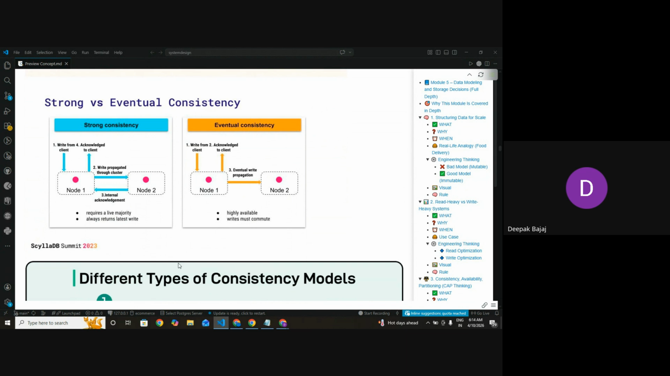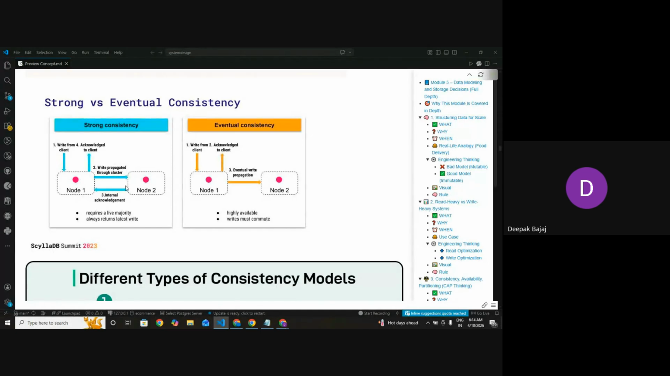So here you are able to see this is node one, and the right is propagated through the cluster to node two. An internal acknowledgement happens between those two nodes. Node two acknowledges, "Hey, I received it." Correct. And after that, what it will do is send the acknowledgement to the client.